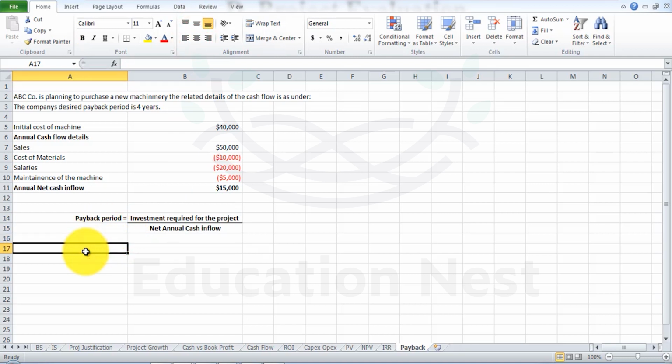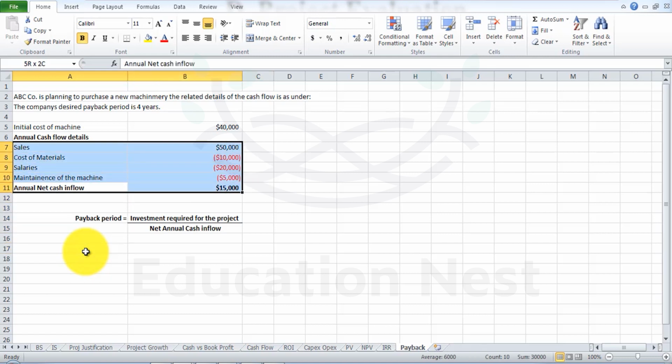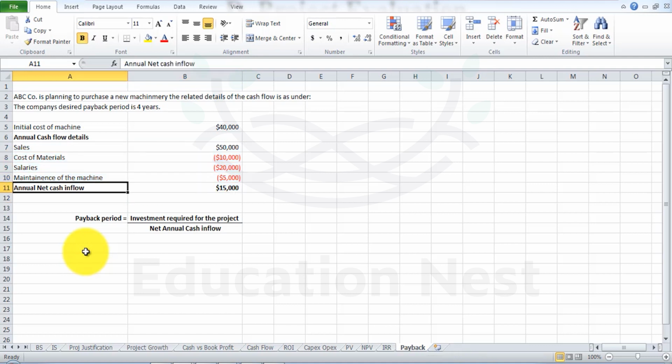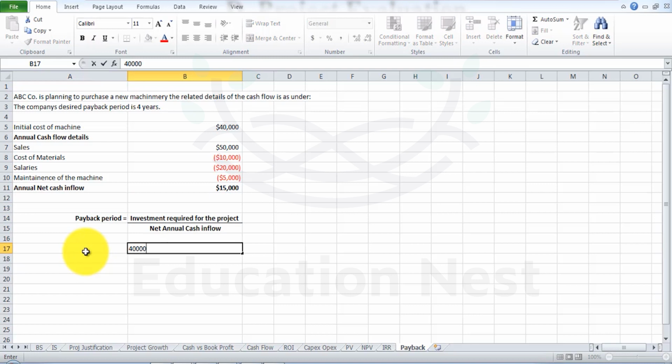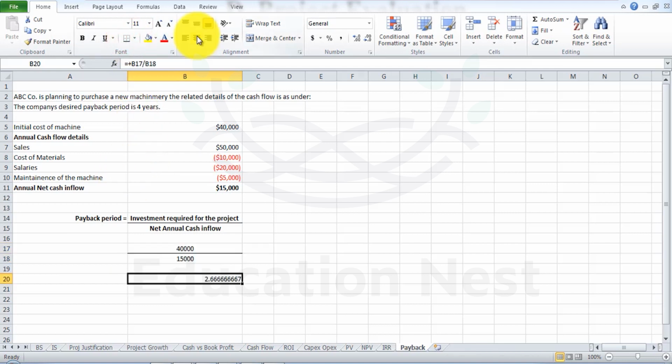Over here, first we need to compute the net annual cash inflow. That is step one, which is covered in the question itself. Ideally, it's framed in the question, or else you need to compute it, which is pretty straightforward, as you have seen already. So here we have the net annual cash inflow of $15,000 and the investment required for the project as $40,000. So $40,000 divided by $15,000 equals how much? 2.67, ideally 2.7 years. That's less than the 4 years.